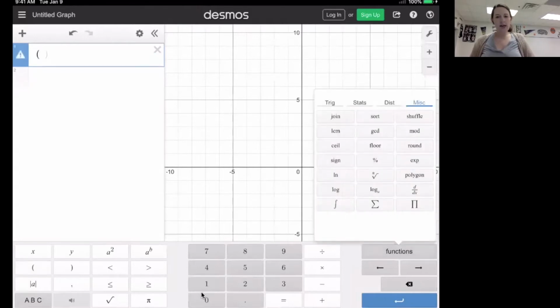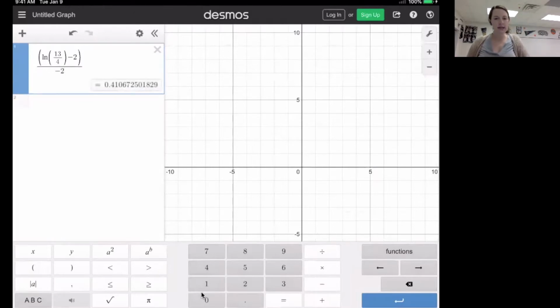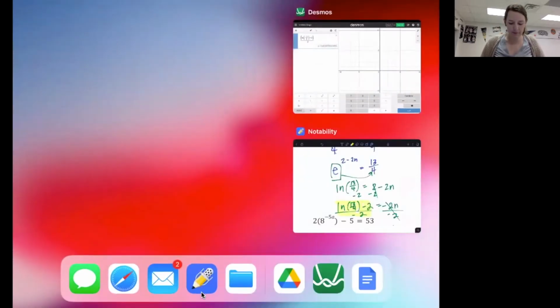Okay, natural log is on the first column right above log. So natural log of 13 over 4. We want to close that parenthesis out to close off our natural log. Minus 2 is the other part of my numerator. And then we want to divide all of that by negative 2. So we made it look exactly like it did in our problem. And I get 0.41 as my answer.